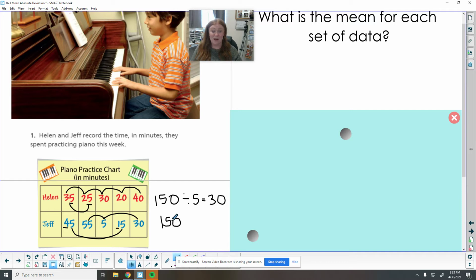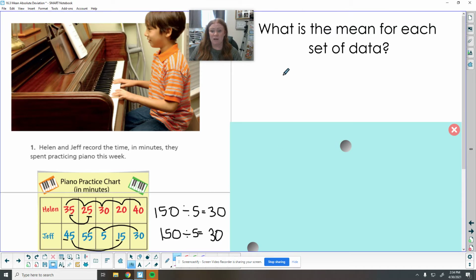I've had to practice at it, and I still look for those compatible numbers. So if that's not something you are interested in, list them out, add them up. Okay. I don't care how you get your answer, just get your answer. So Jeff also practiced 5 days. We can see here 150 divided by 5 is 30.